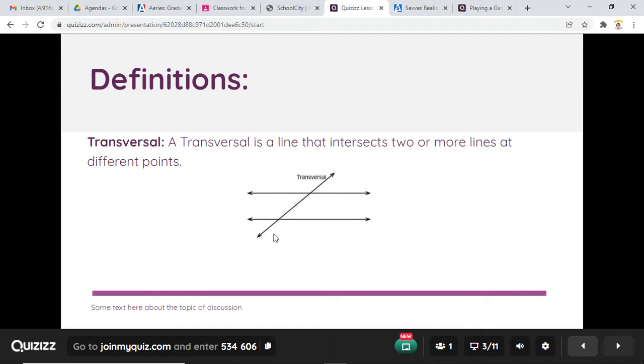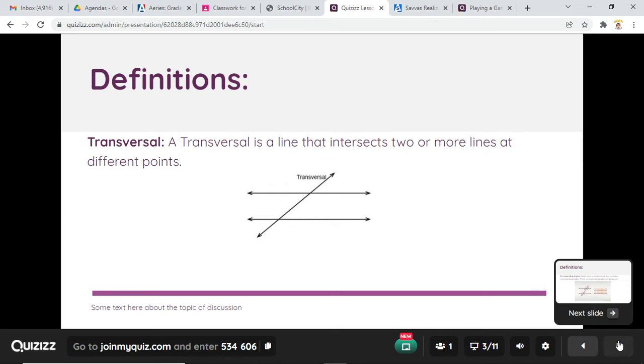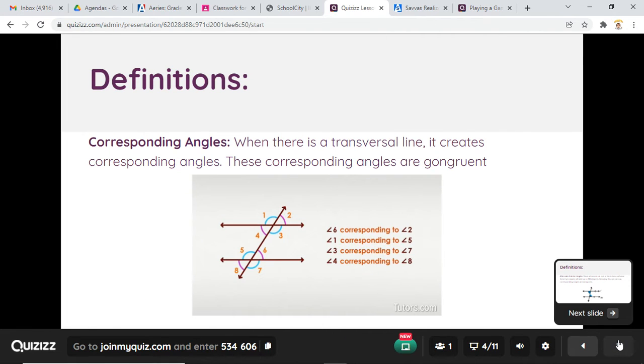So this is how we're changing up chapter 6. Instead of talking about transformations, we're now going to be talking about all the angles that are made when we intersect these two lines with a transversal. So again, a transversal is a line that intersects two or more lines at different points. Start with the second definition here. Corresponding angles. When there's a transversal line, it creates corresponding angles.